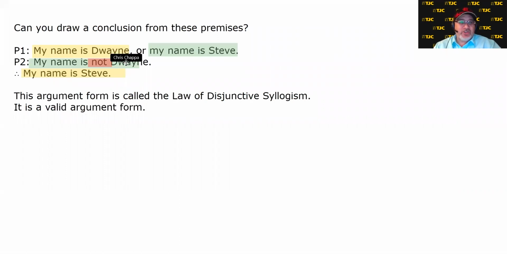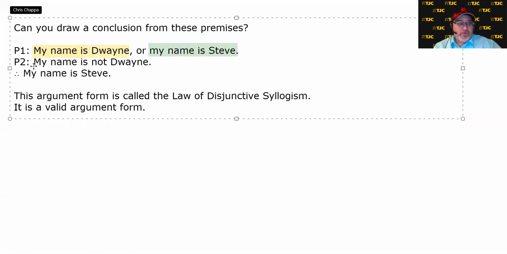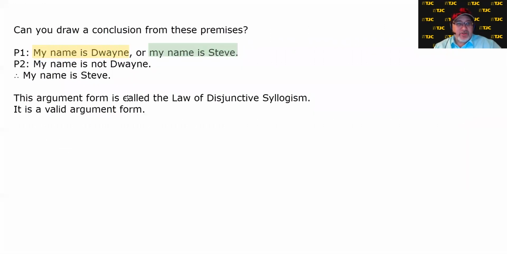If we were to change the second premise, then it would change the coloring a little bit, because now the second premise resembles the first statement from the first premise, except it's its negation. And the conclusion matches the other statement. So there's actually two flavors. Your premise says this or that, and your second premise says not one of them, and your conclusion says, oh, then it must be the other. And again, this argument form is called the law of disjunctive syllogism.